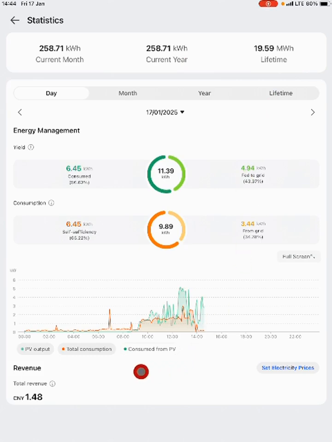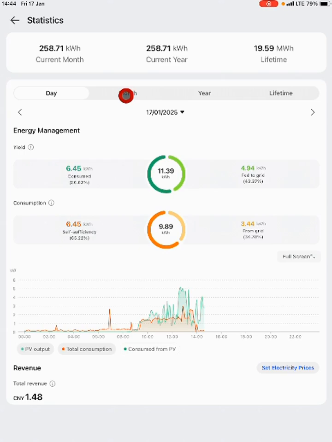We now move down to the graph. It gets a little bit more sophisticated and involved here, so please listen carefully. On the vertical scale of the graph, you have power. On the horizontal axis of the graph, that is your timeline. Now, to recap, power on the vertical, timeline on the horizontal. We also see up here, we have various menus: day, month, year, and lifetime.